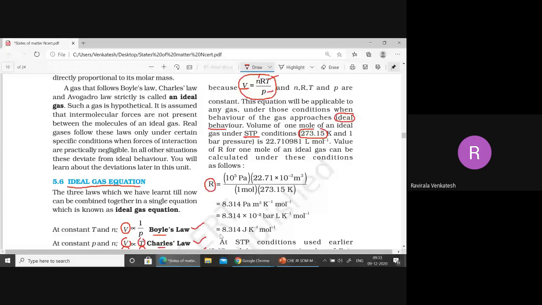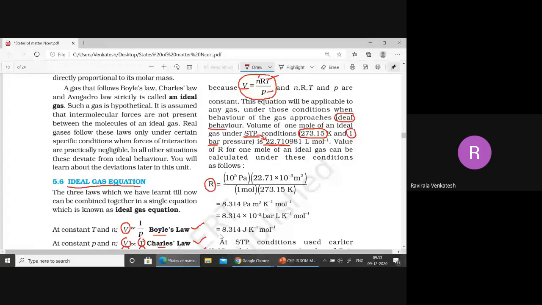And the pressure you are taking is 1 bar pressure. And the value you are going to get is 22.7. This is the 22.7 at STP conditions. You are getting 22.7. Then substitute the R value here. Now, you already know that.